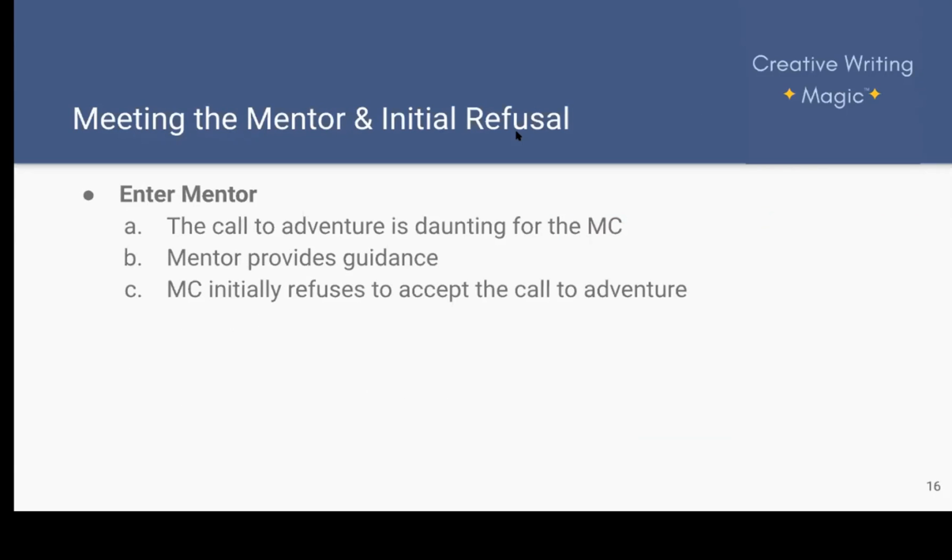Which leads us to the meeting of the mentor and the initial refusal. So this is where the mentor comes into the story, and the call to adventure is daunting for the main character. And the mentor's job is to provide guidance, and the main character refuses initially to accept that call to adventure because it is so daunting.